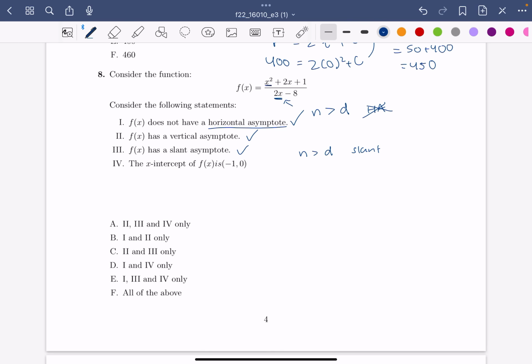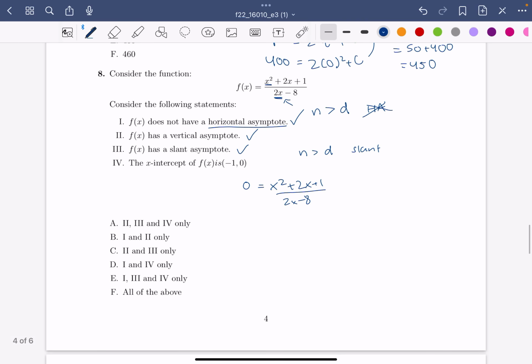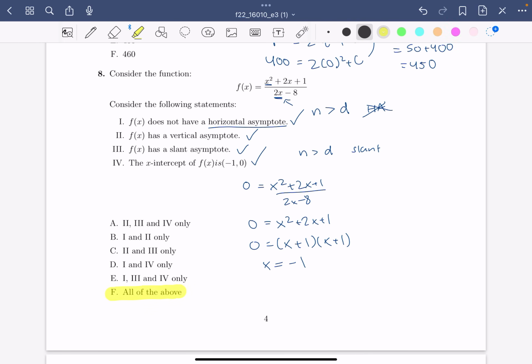Number 4, the x-intercept of f(x) is (-1, 0). If we're trying to find the x-intercept, we just need to plug in 0 for f(x) or y. So 0 equals (x squared plus 2x plus 1) over (2x minus 8). We can multiply the 2x minus 8 to the other side, so we get 0 equals x squared plus 2x plus 1. If we factor, we get (x plus 1) times (x plus 1). So that means that there's an x-intercept at -1, so this is also true. That means that our answer is F. All of the above is true.